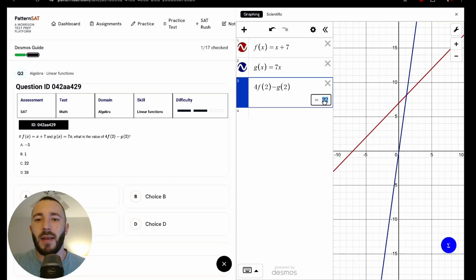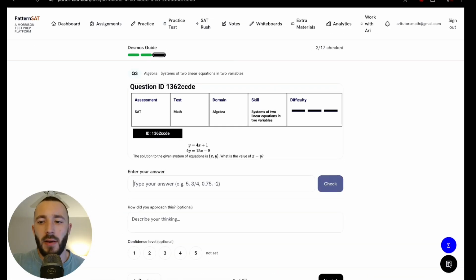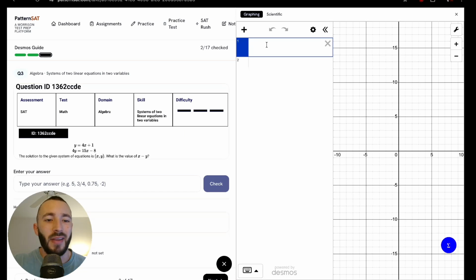That's as easy as it gets. We're literally just taking what's written here and typing it all in, and we get choice C, and that's it. Now, very similar. This one, definitely pause the video and see if you can do this at this point.